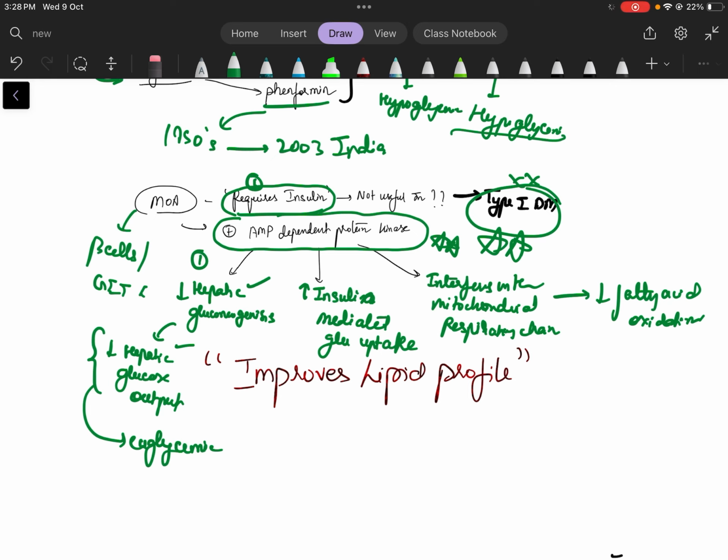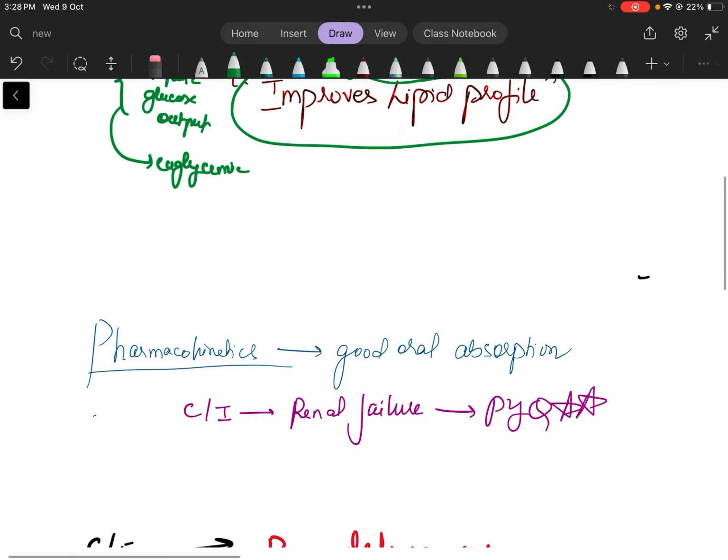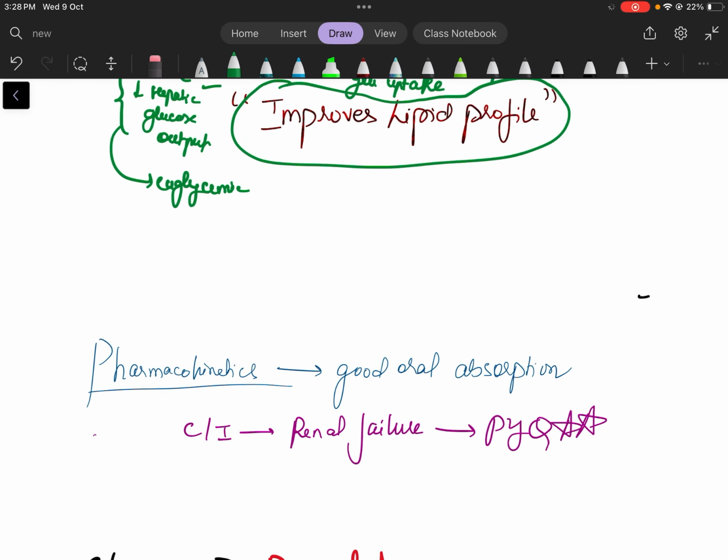Another important feature which has been noted with the use of metformin is that it improves lipid profile. This can be a potential question in NEET as well as INI. So when used in a diabetic patient, it improves your lipid profile. This is extremely important. Then we come to pharmacokinetics. Nothing much to remember, only two points need to be remembered. One thing is it has good oral absorption, which is fine, not a problem because metformin is given orally.